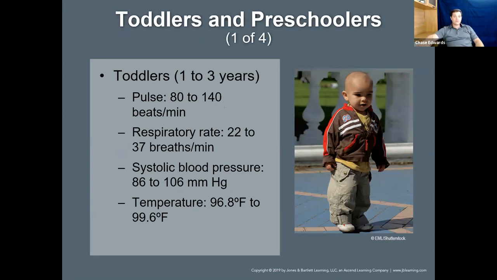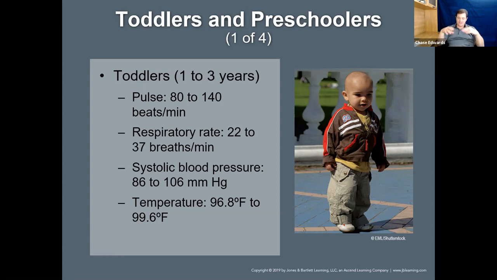So, toddlers, 1 to 3 years, and preschoolers, 3 to 6 years. Physical changes: toddlers, 1 to 3 years, their pulse rate is 80 to 140 beats a minute. Their respiratory rate is 22 to 37 breaths a minute. And their systolic blood pressure is 86 to 106 millimeters of mercury. Systolic, top number, right?